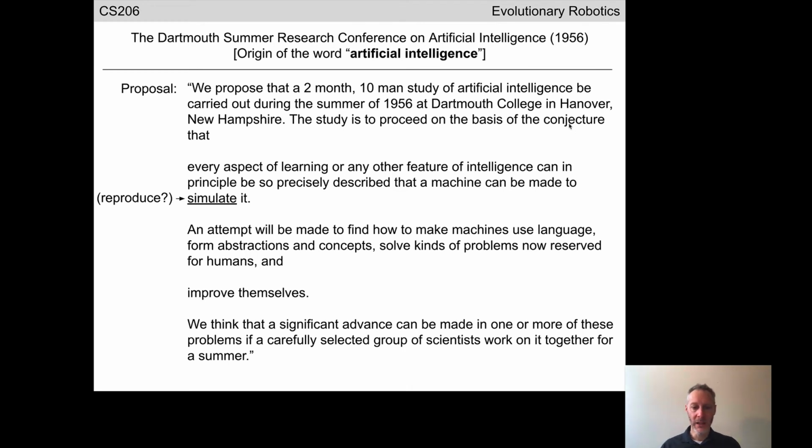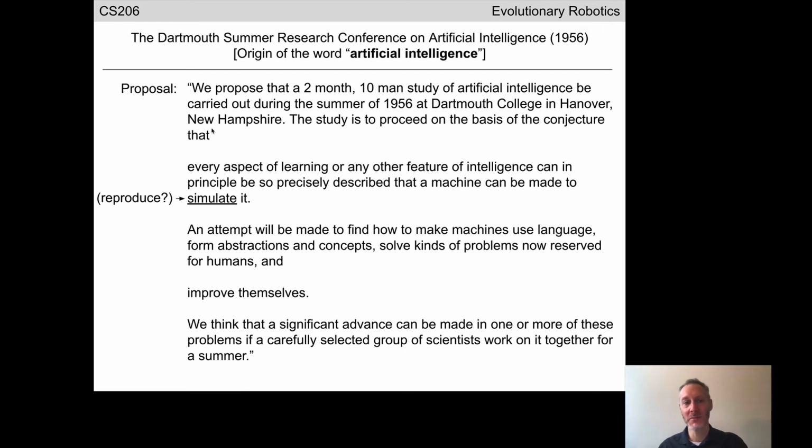Okay. They believed that a significant advance could be made over these 2 months in one or more of these problems if a carefully selected group of scientists work on it together for a summer. You can imagine who this carefully selected group of scientists was: themselves. Okay, so off they went in 1956, and at the end of 2 months, how did they do? Anybody know? Any history buffs here? They didn't make much progress. They definitely did not have computer programs that could use language or form abstractions and concepts.